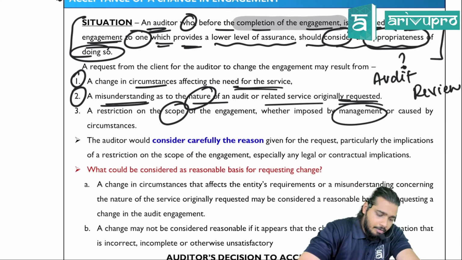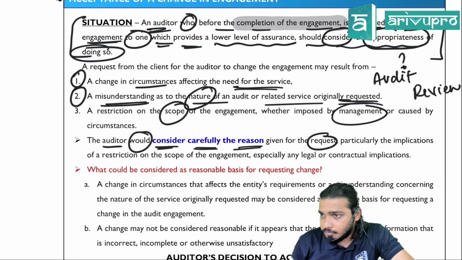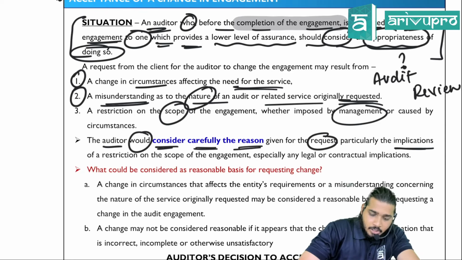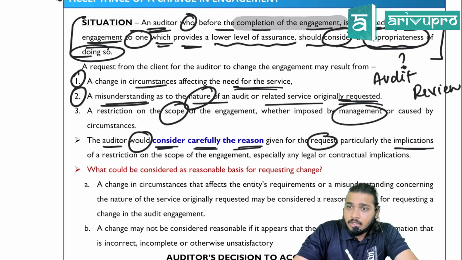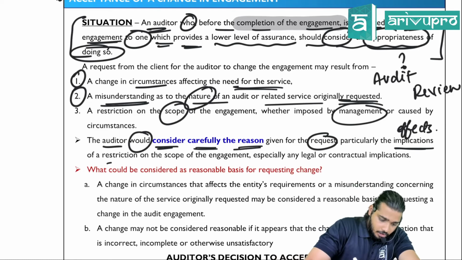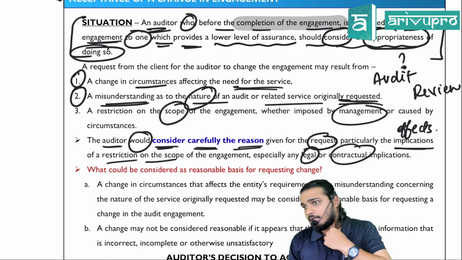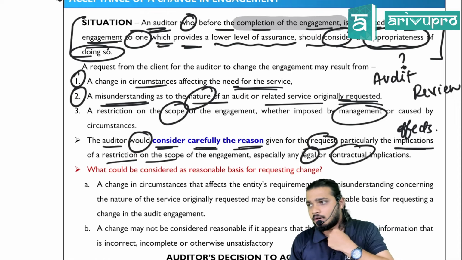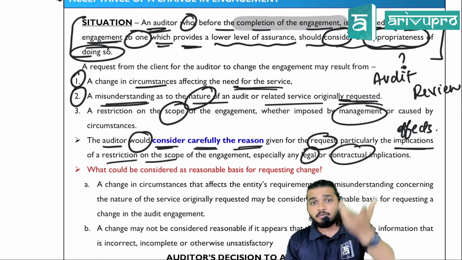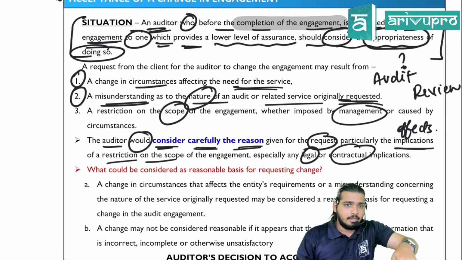Now, after the three points, the auditor would consider carefully the reason given for the request, particularly the implications. What do you mean by implications? Consequences, effects. Clear? Effects of restriction on the scope, especially any legal effects or contractual implications. So if you have entered into a contract, and now you have changed it, breach of contract, what if they are asking me compensation and all? Check for it. Clear? Then come to a conclusion.